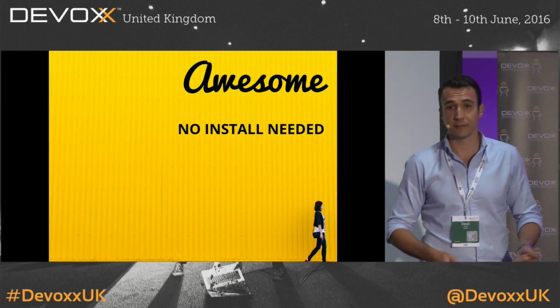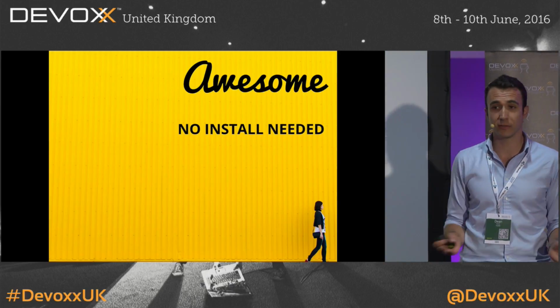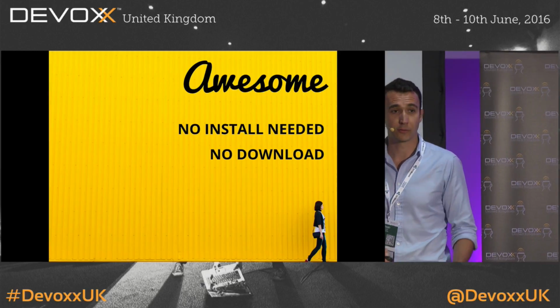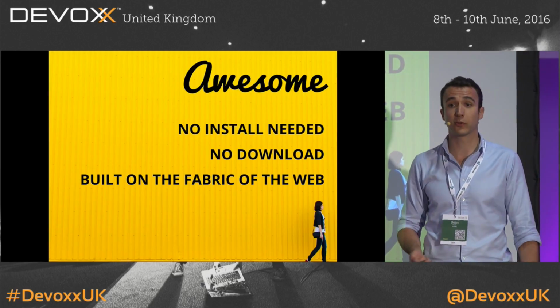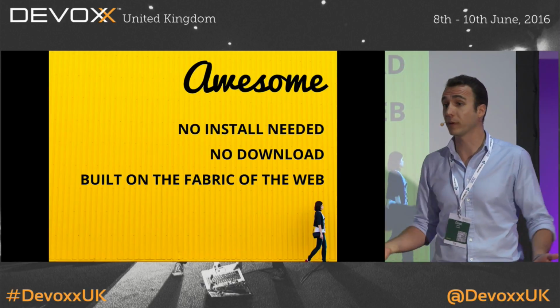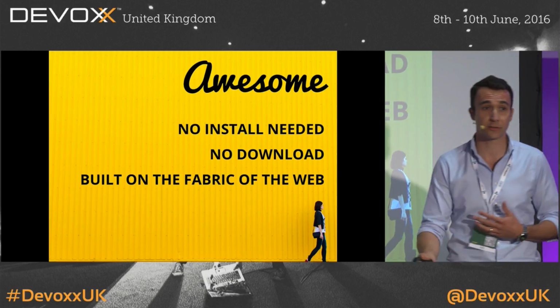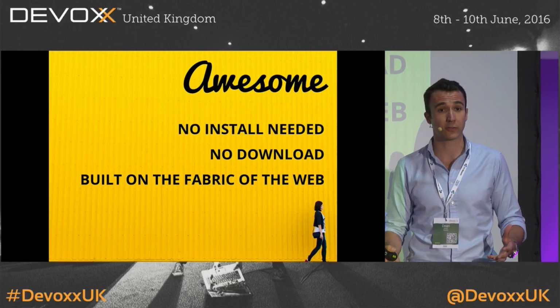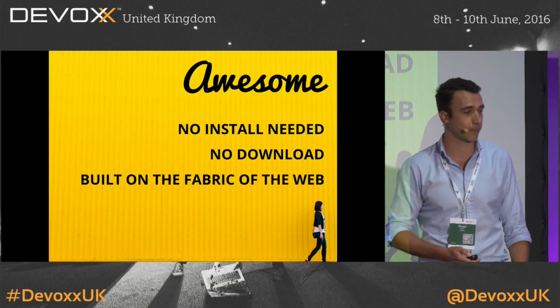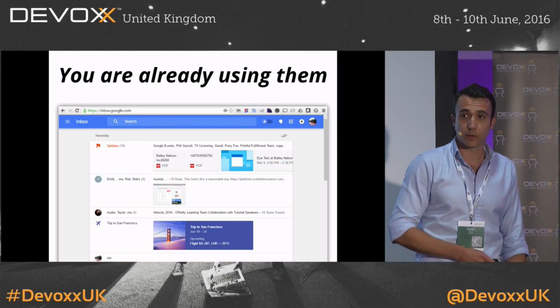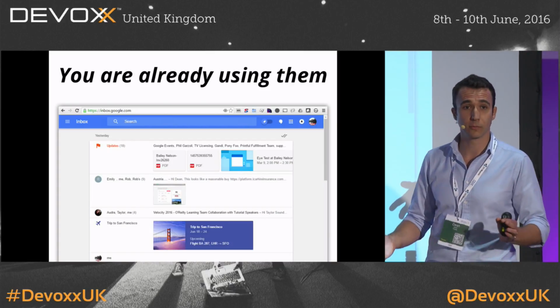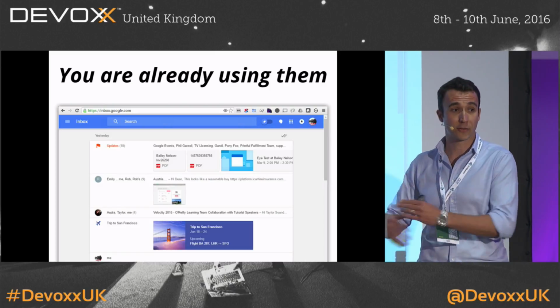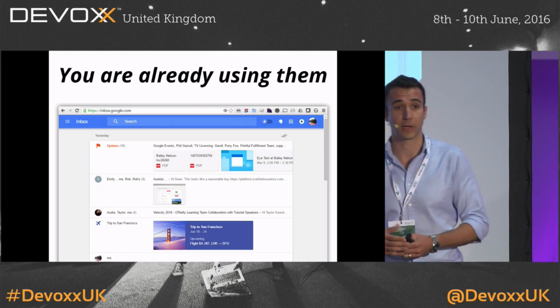There's no install needed. You don't have to wait for everything to download to access it. It's just a web page. There's no download needed. Again, you don't have to wait for it to come down. And it's built on the fabric of the web. So if you're a web developer and you understand how to use CSS, HTML, and JavaScript, all these things, you already know how to do these things. And believe it or not, you're already using them. I don't know if any of you use Inbox by Google. This is a progressive web app, and it's currently using a lot of the features that we're going to be talking about under the hood.